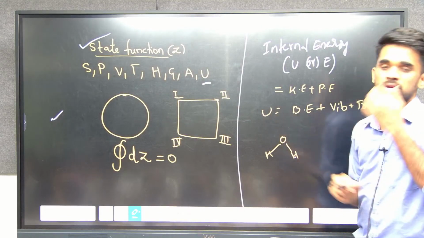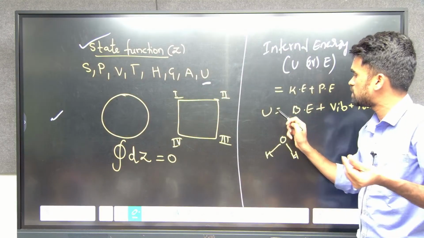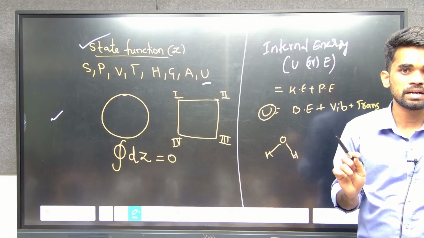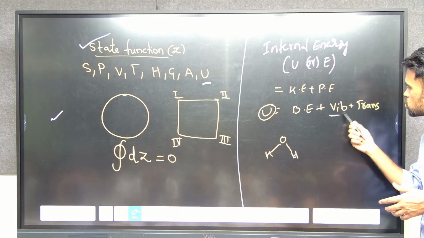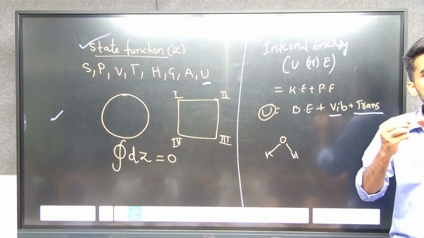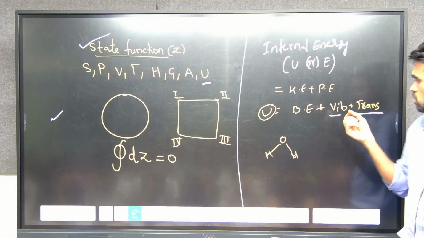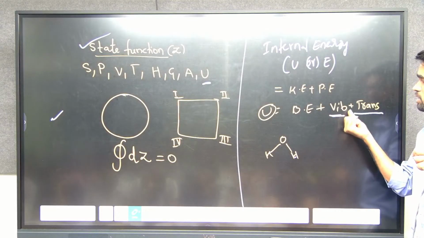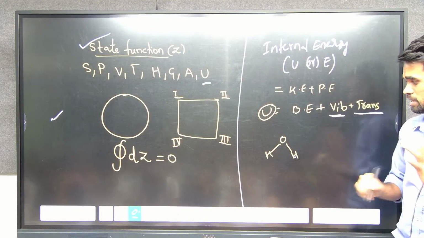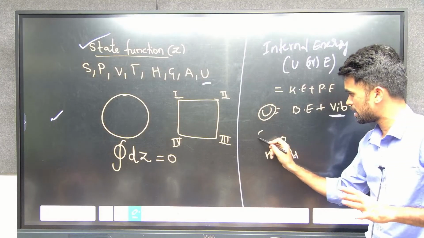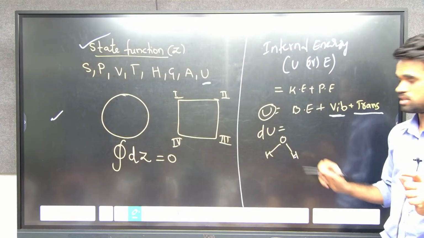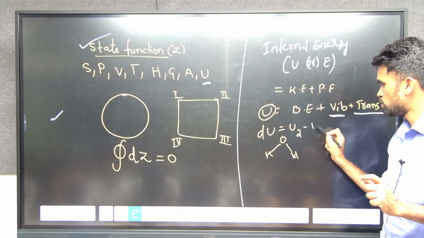Okay, U. Now the exact value of this internal energy cannot be calculated. Why? See, these are very microscopic energy levels, and with very little change, those values keep on changing. So that's why it is very difficult to calculate the exact value of internal energy. That's why in thermodynamics we only calculate the change in internal energy. What is change? U2 minus U1, like that.